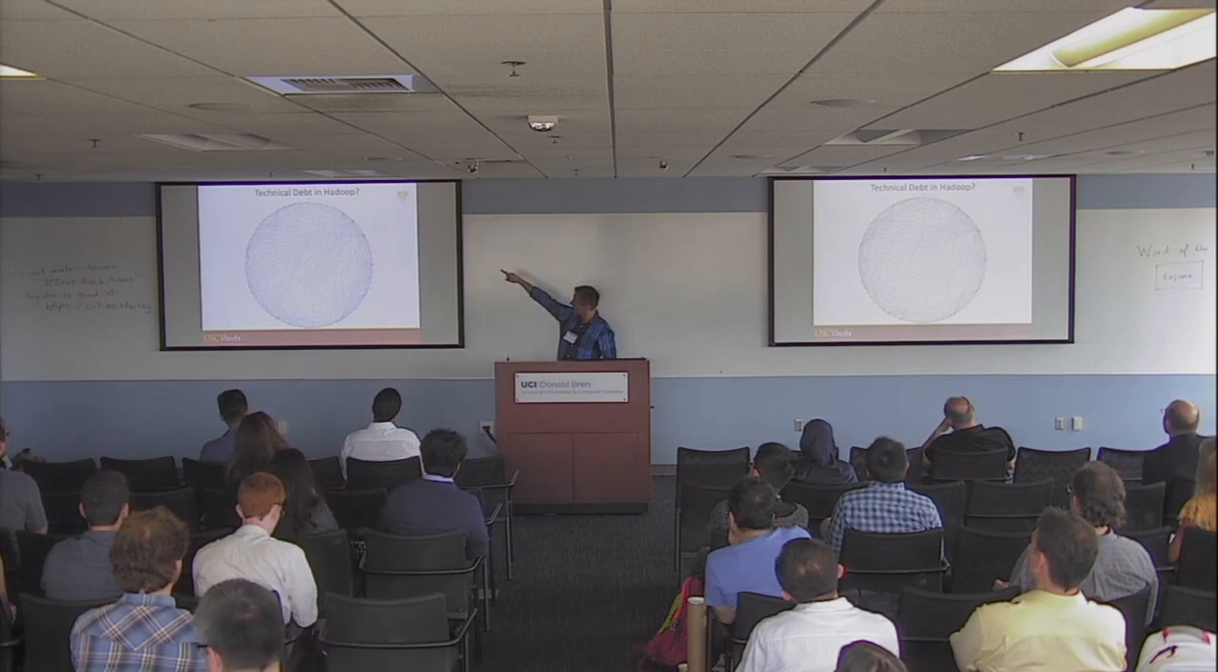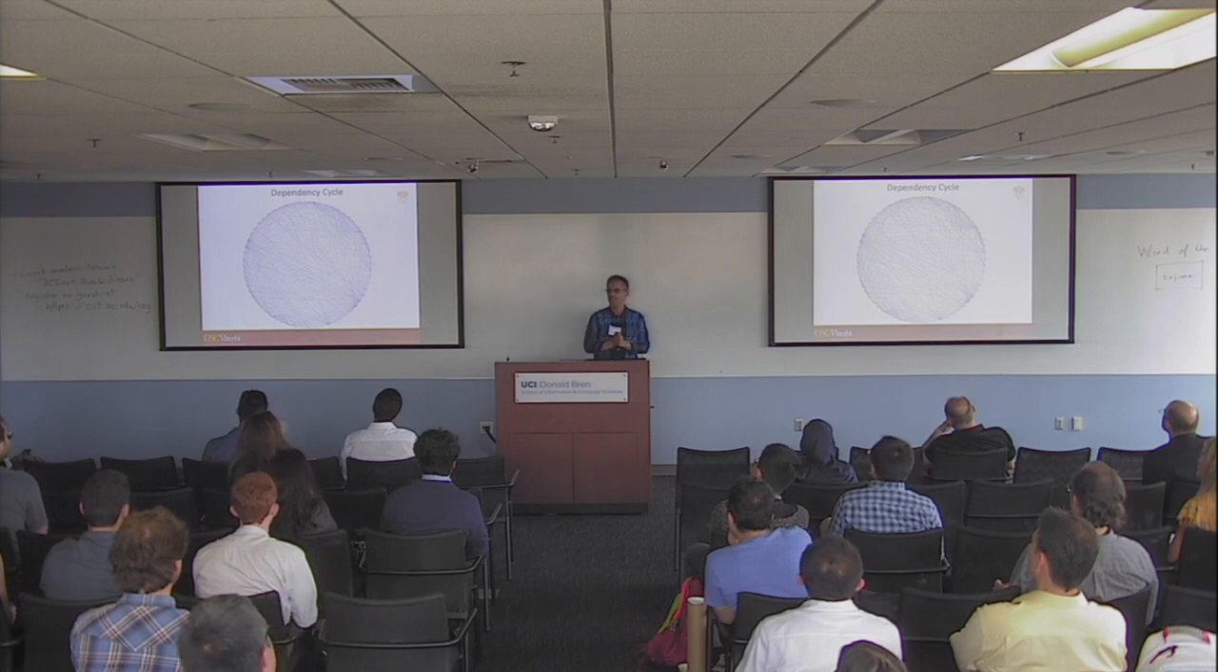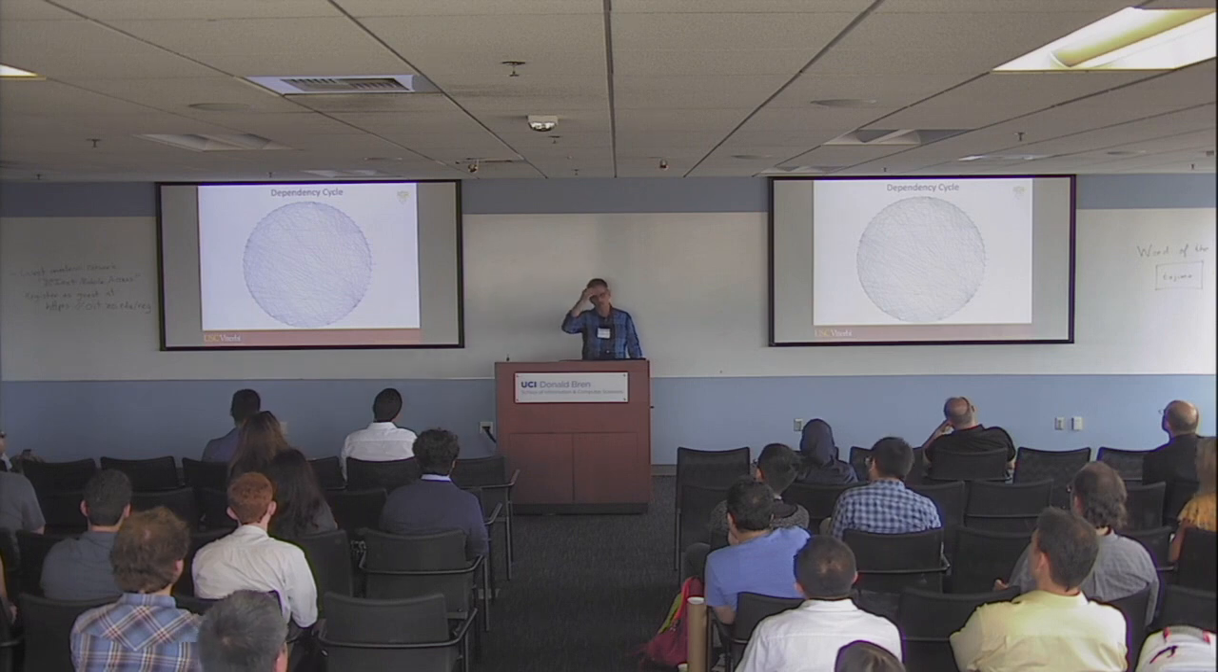66, actually, there's a 67th component at the very top. So one of the things that we spotted was that 61 out of those 67 components engaged in one gigantic dependency cycle. It was one of those things where it took a while to confirm that, you know, we're not going crazy or anything.